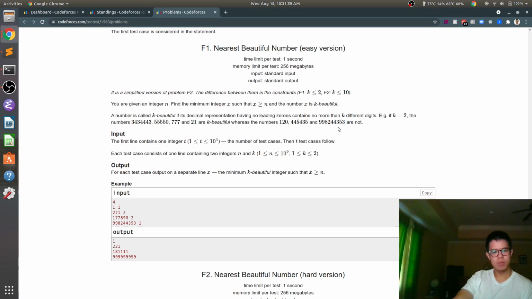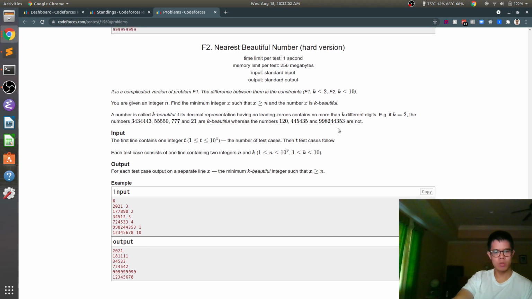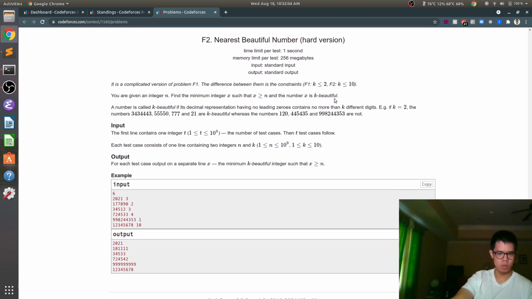Okay, and then lastly is problem F. I'll just talk about F2 since I kind of solved that directly and didn't really worry about F1. So in F2, you've got an integer n, and you want to find the minimum integer x such that x is at least n, and the number x is k beautiful. What that means is, first of all, it has no leading zeros, and it contains no more than k different digits. So if k equals 2, then these numbers are all k beautiful, whereas these numbers are not.